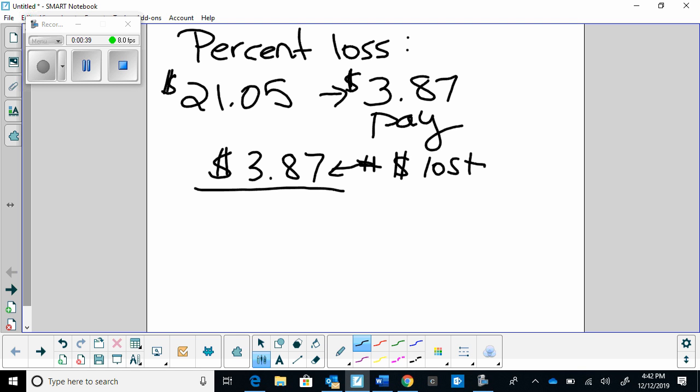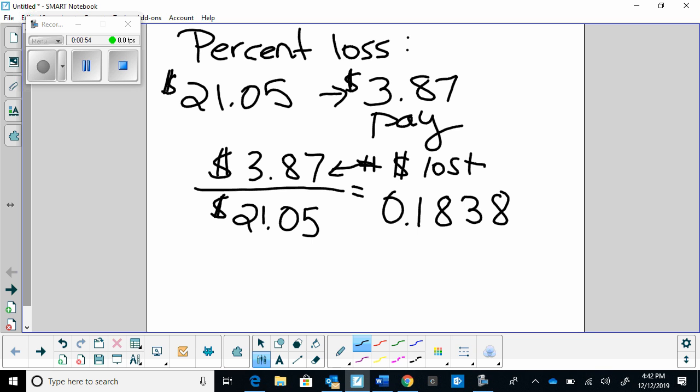But out of how much money did I start with? Well, I started with $21.05. So when I divide these two numbers, $3.87 divided by $21.05, I get 0.1838, and it continues. But because I'm rounding to the nearest hundredth, I need to cut it off here. When I look at its buddy, it's not 5 or higher, so it stays 0.18 as a decimal.